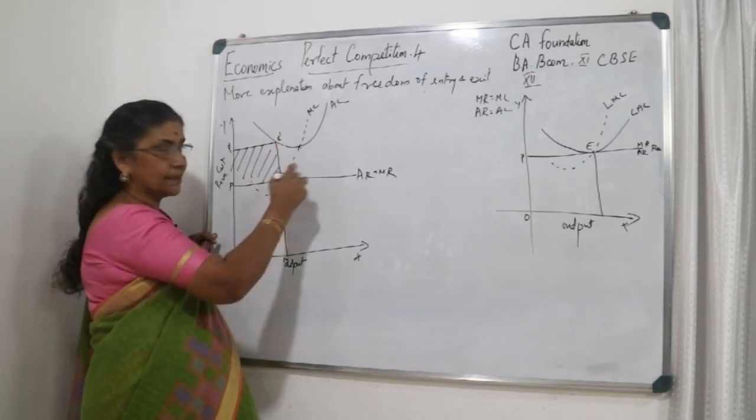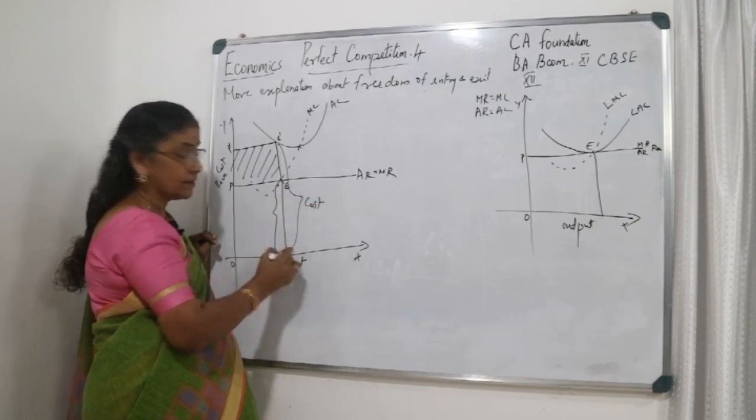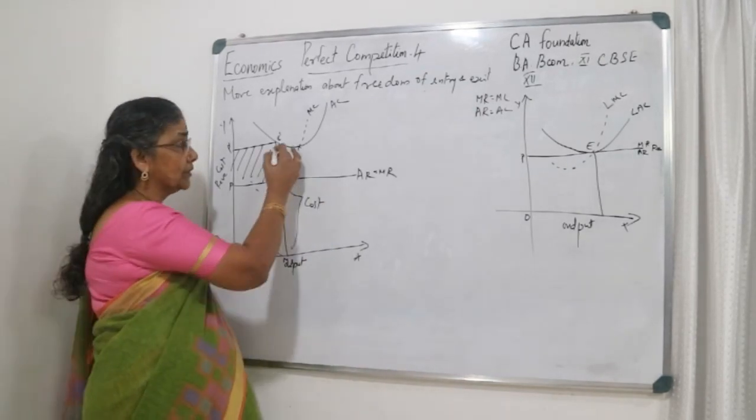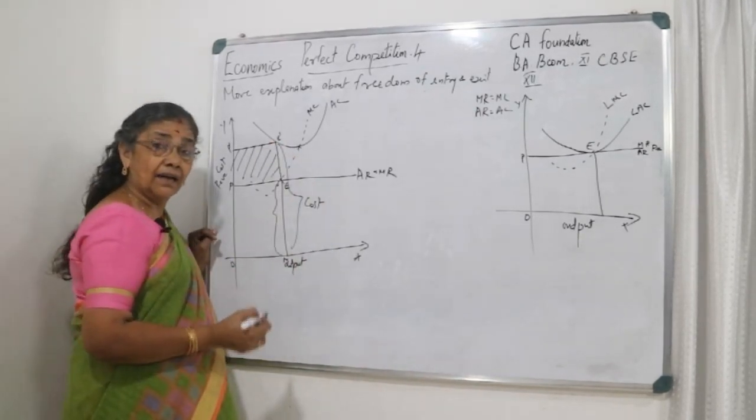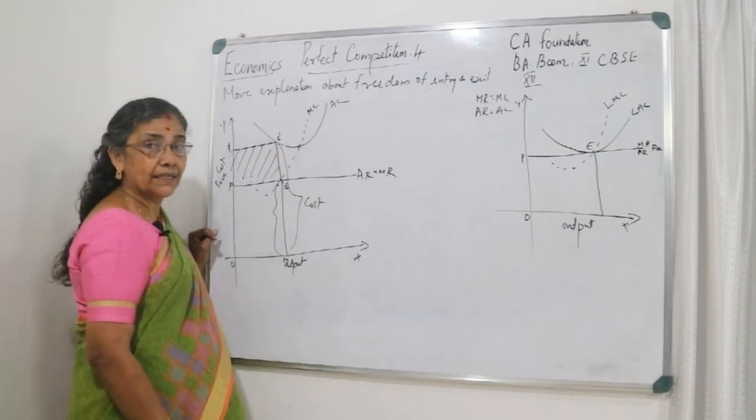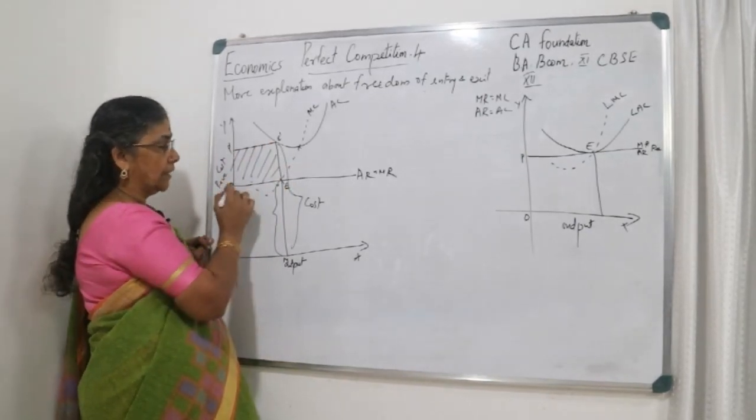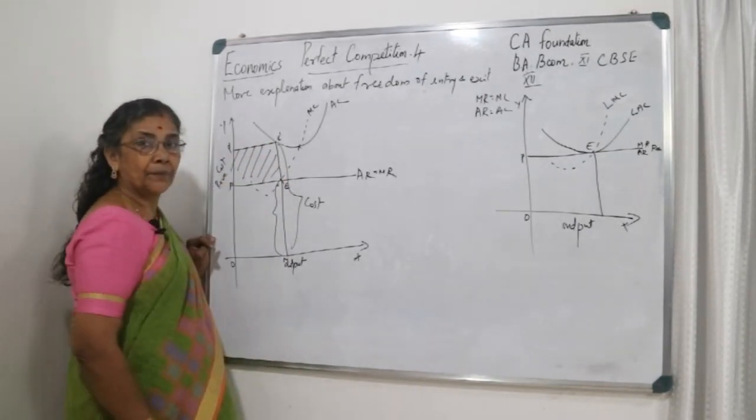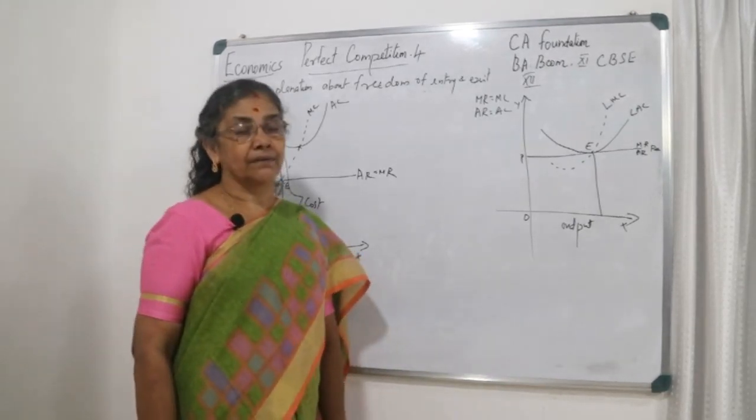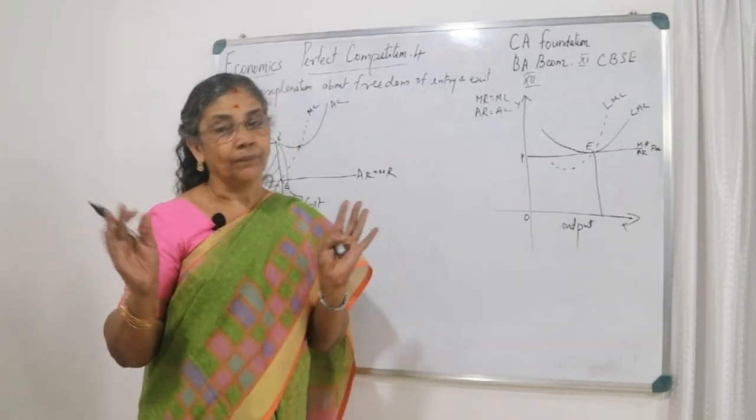Because we have learned this much is cost and this much is average revenue. So cost is greater than revenue. This is the loss incurred by the firm per unit, E1, and so the total loss is PE1P1. So what will happen? It is not profitable to exist there. So some firms will stop production and some firms will bid goodbye and move out.